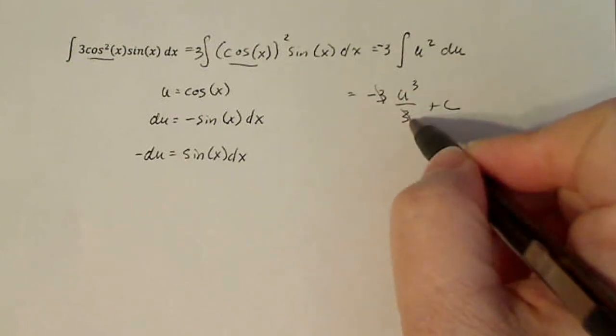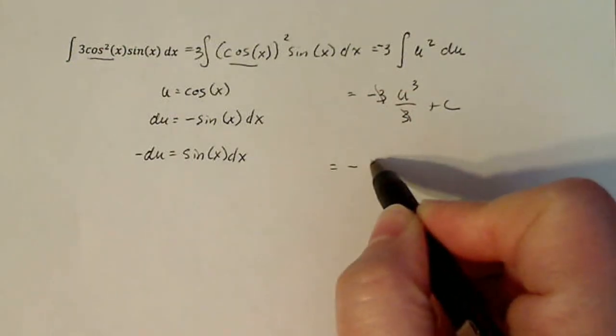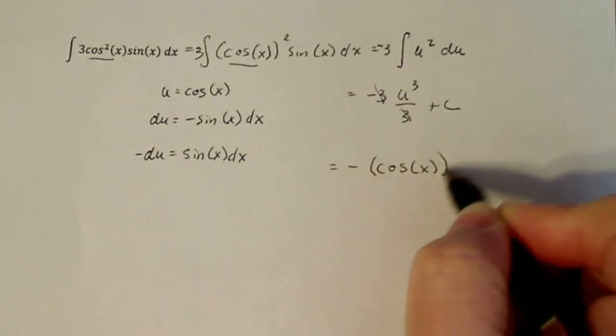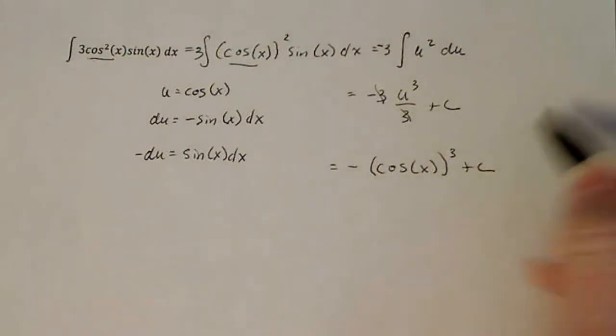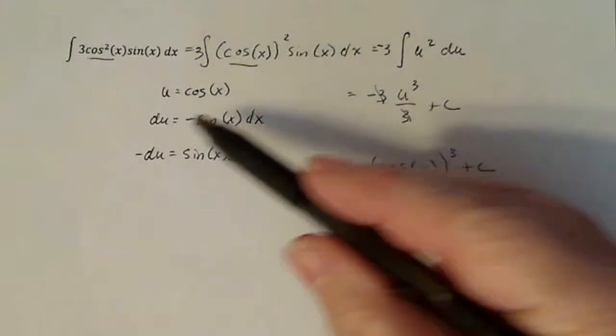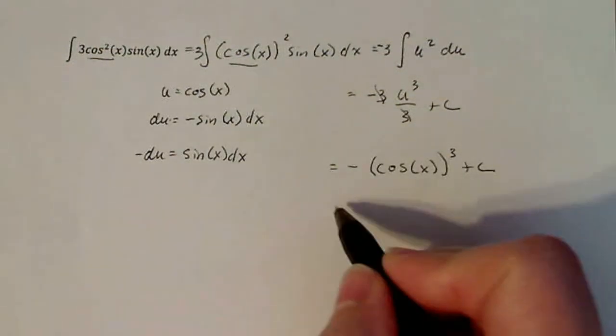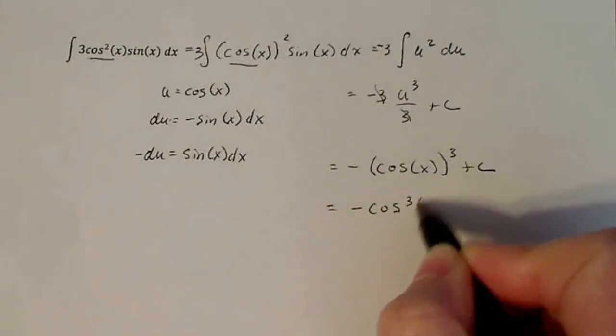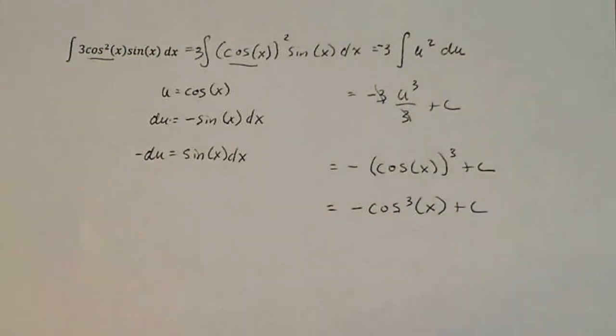Now nicely, the 3's go away. And I'm left with negative cosine x, quantity cubed, plus c. Remember, u is cosine, so I can substitute that in there. This is just a big game of substitution. It's kind of fun. And you can write this a little differently if you choose. The typical trig way.